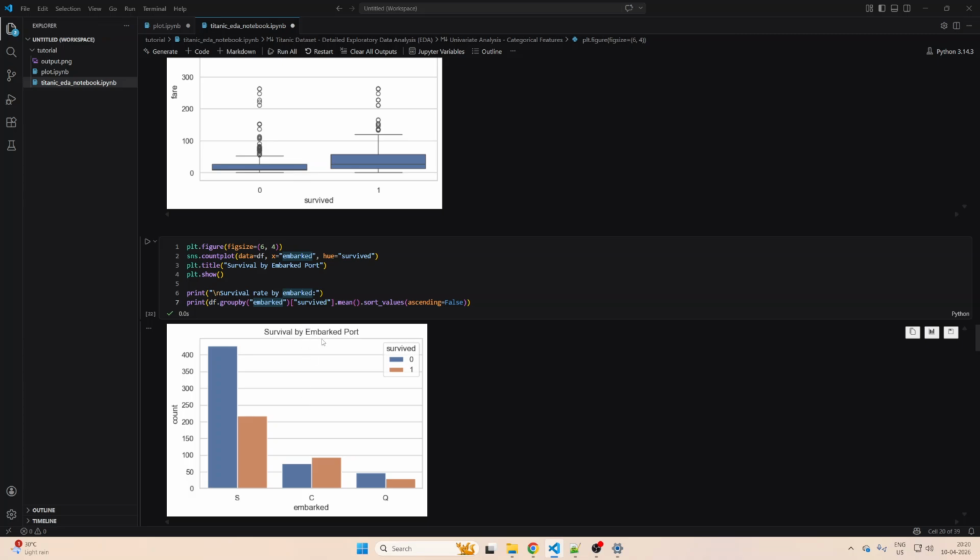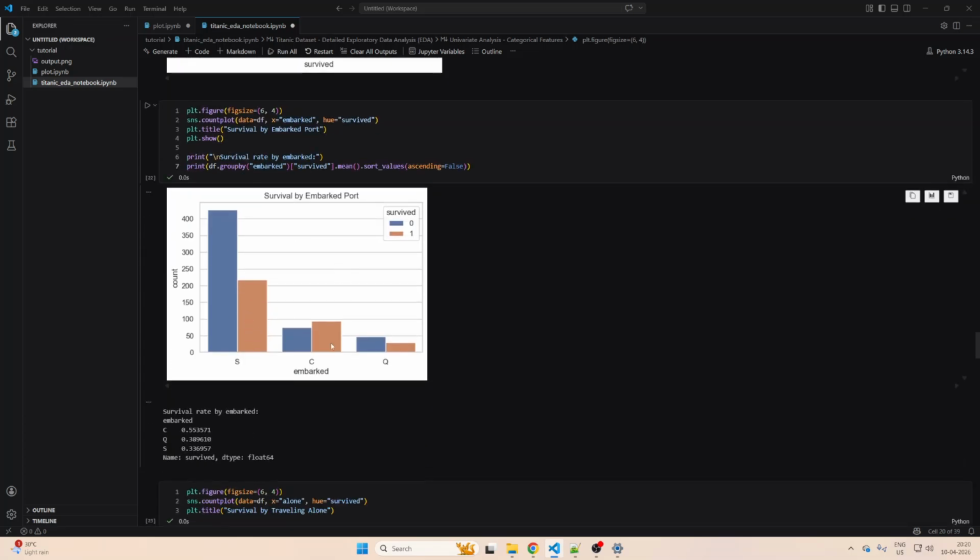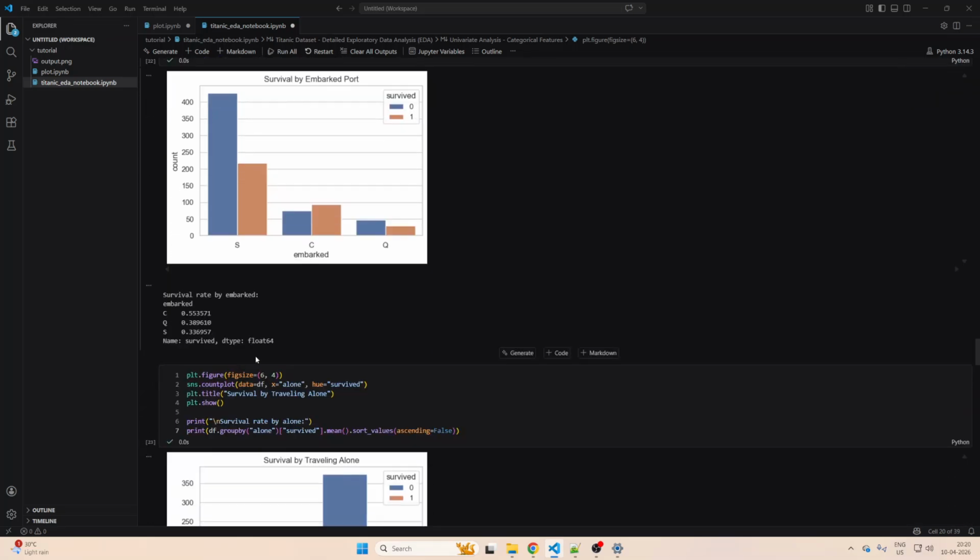Now survival by embarked port. This doesn't give any clear distinction. The ports which they have boarded and the survival is random. We can't compare these two parameters from this figure.